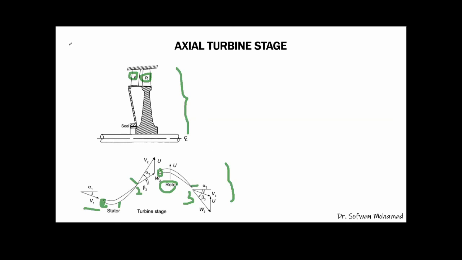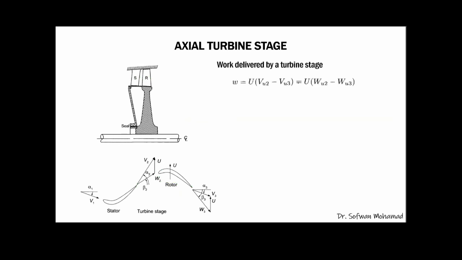So from the velocity triangles, we can calculate the work delivered by a turbine stage using this equation: W equals U times (VU2 minus VU3), which equals U times (WU2 minus WU3). What we can understand here is that VU2 equals WU2 and VU3 equals WU3 for an axial reaction turbine.